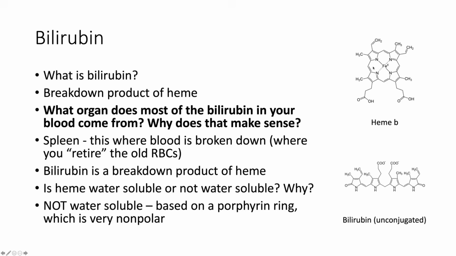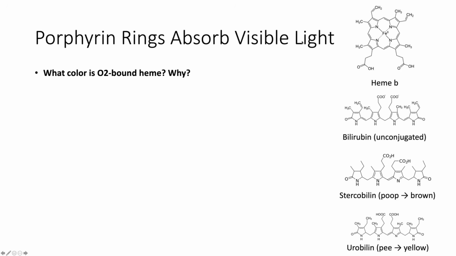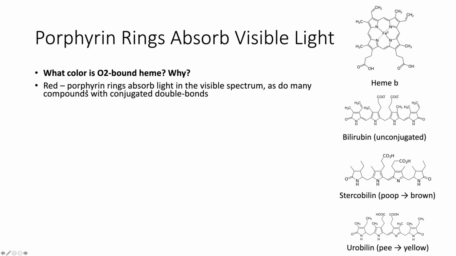So in general, they say likes dissolves likes. It's an easy way to remember it. So water is polar. Things that are not polar do not dissolve well in water. So porphyrin rings absorb visible light. What color is heme when it's bound to oxygen, and why? It's just red. This is why your blood is red.